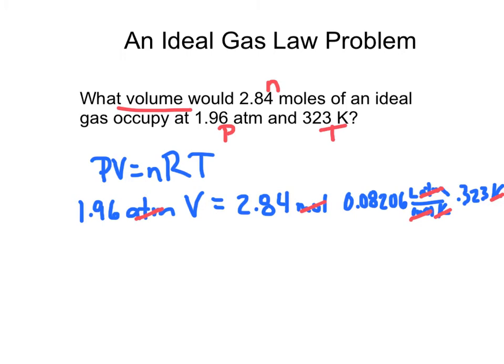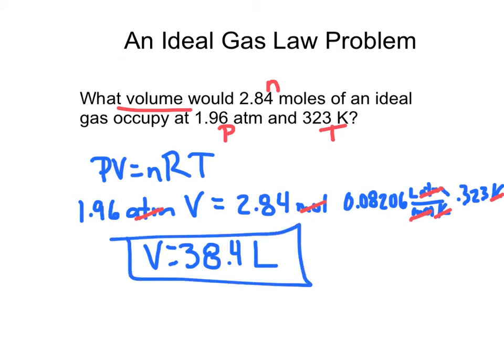So now I just have to solve for V. When I solve for V, I plug this all in and look at my sig figs. I need 3 sig figs, and this is going to be 38.4 liters. That's my volume using the ideal gas law. It works out really nice.